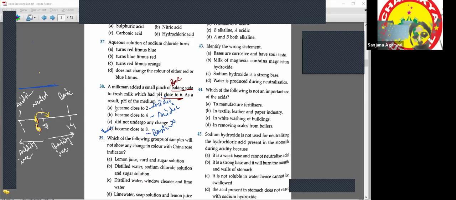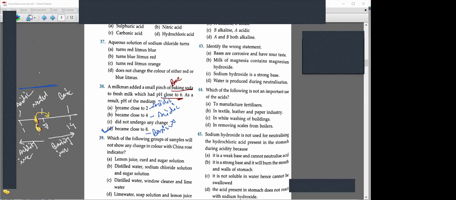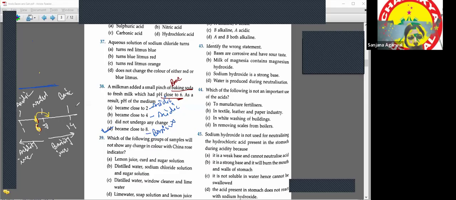7th class, is that fine? Okay, ma'am. Yes, sir. If you don't know this, you can draw this pH scale value.